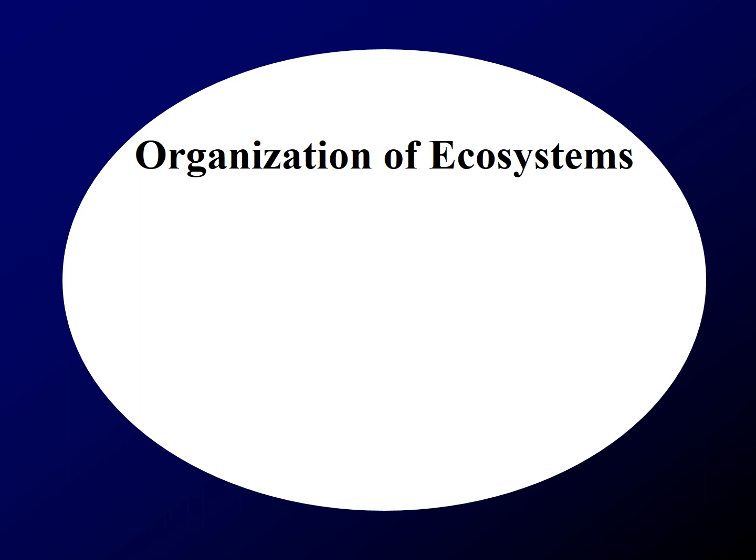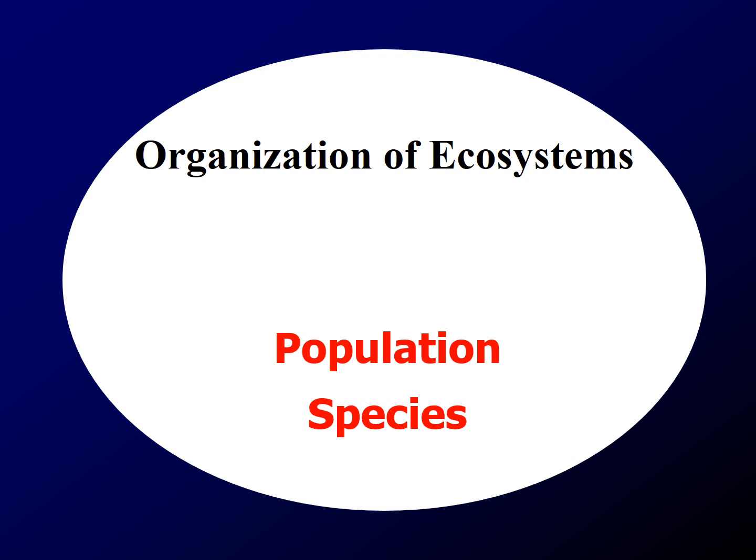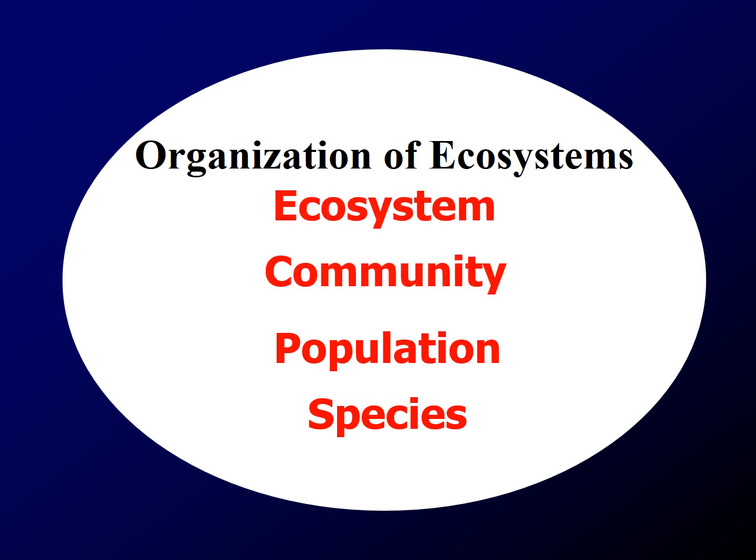Locate your ecosystem's flowchart and fill in the appropriate information. As we discuss organization of ecosystems, we will be highlighting the following terms: species, population, community, and ecosystems.